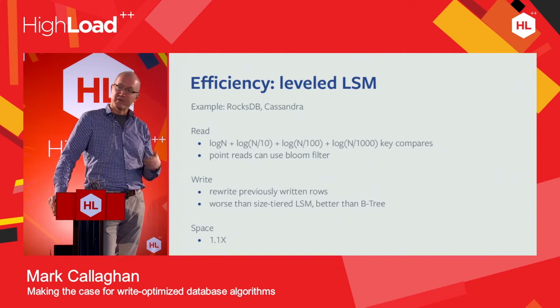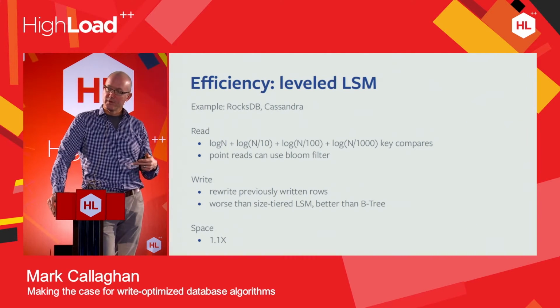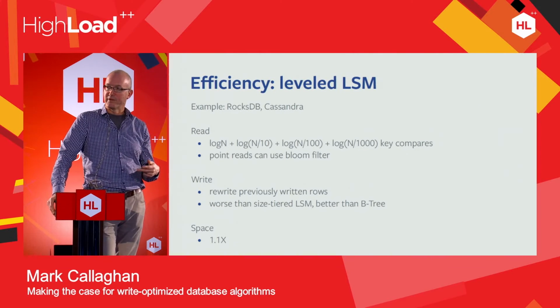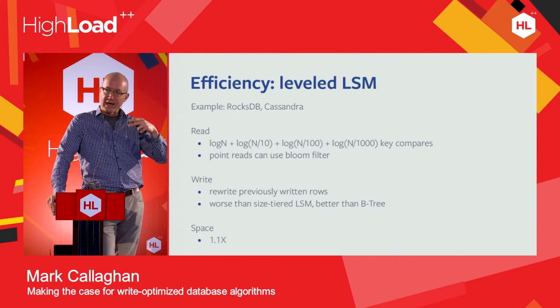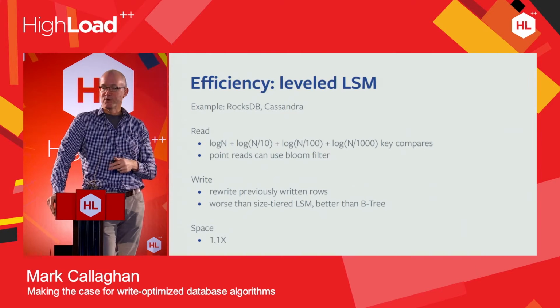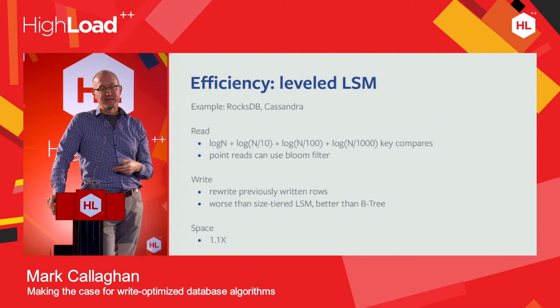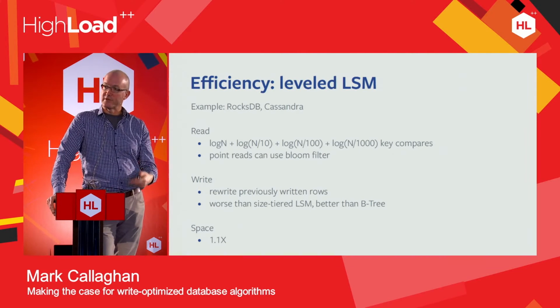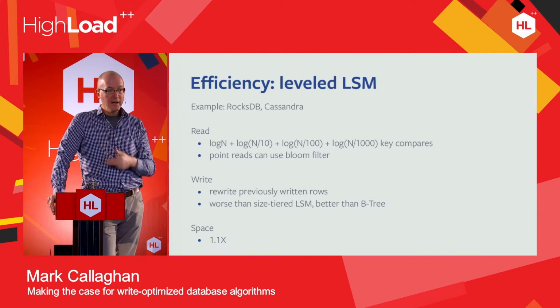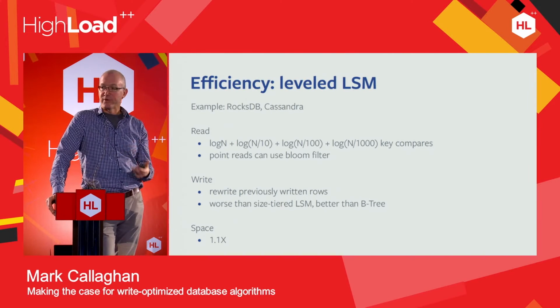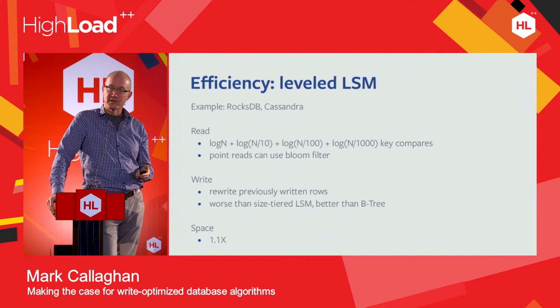Write amplification. So the key with LSM trees is we write the row when it's dirty, and then compaction is rewriting rows as they move down the tree. In practice, the write amplification that we're seeing, the number of kilobytes written to storage over time for a given workload, is much less than we see with a B-tree. So this is better than a B-tree for write efficiency. It's going to be worse than a size-tiered compaction LSM tree.